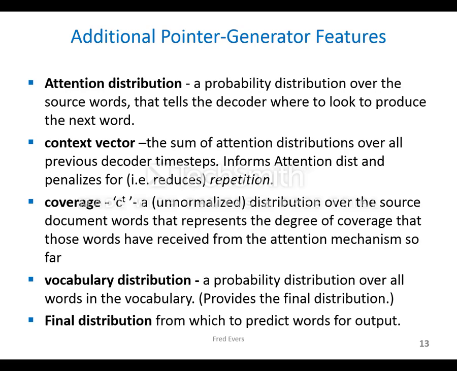These are some of the features that are available in the pointer generator model. Attention distribution, which we saw in the previous slide. There's a context vector, which assists in the memory. There's an additional feature called coverage, which is a normalized distribution over the source document words that represents the degree of coverage that those words have received from the attention mechanism thus far. These features produce a vocabulary distribution, which is a probability distribution over all words in the vocabulary, including the strings from the source text itself.